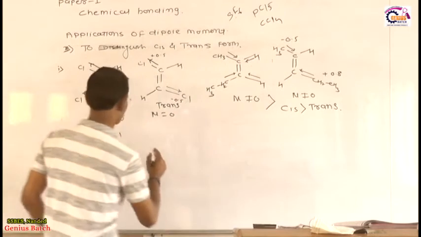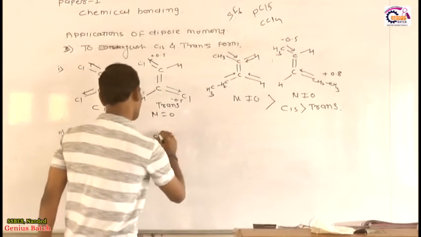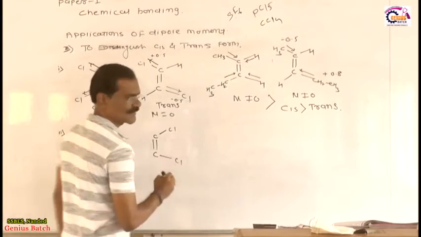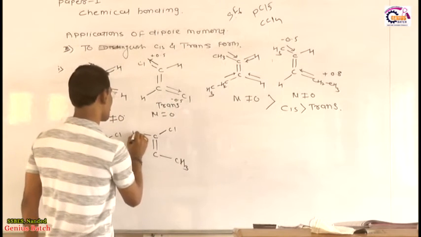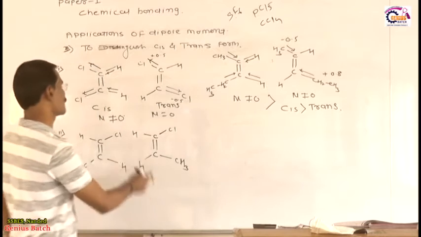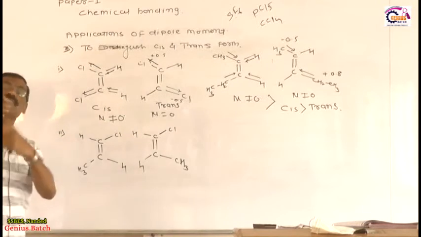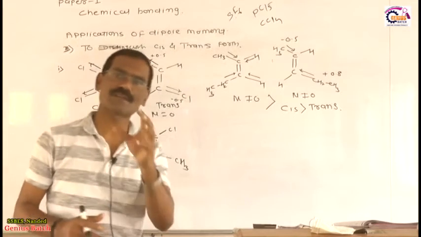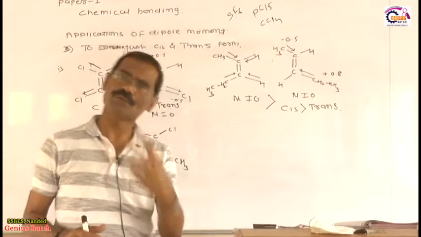And suppose for example you see C double bond C. Listen very carefully. This is Cl and this is CH3, and this is H, this is H. This is the cis molecule. Now, if two groups have opposite inductive effect. Opposite inductive effect means what? You write down which word I have used here. This is very important.